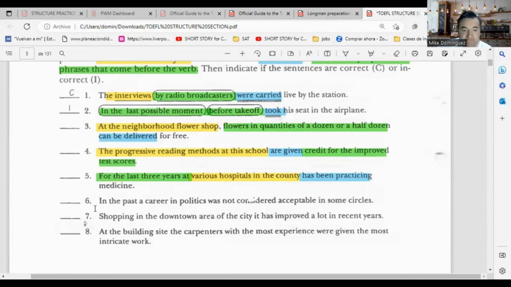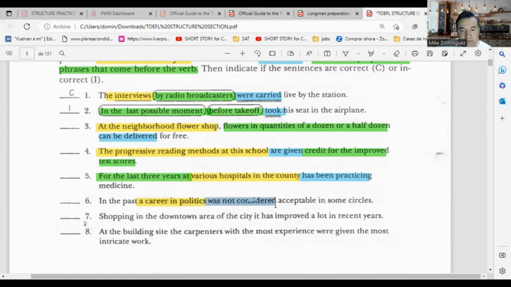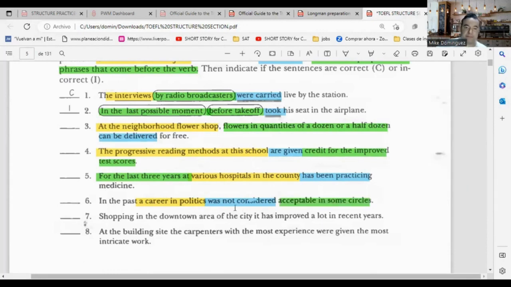What about number 6? In the past, a career in politics was not considered acceptable in some circles. A career in politics, the subject. Was not considered, the verb. And then the complement, acceptable in some circles and in the past. That's green. Correct or incorrect? Correct. Yeah, makes sense, right?